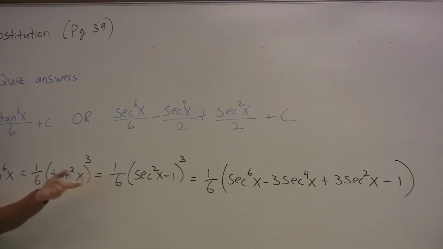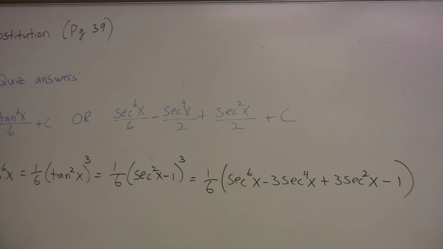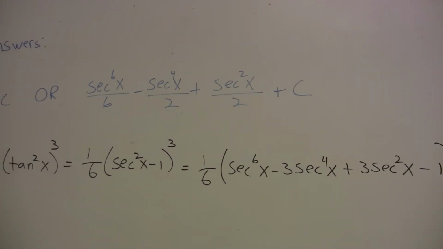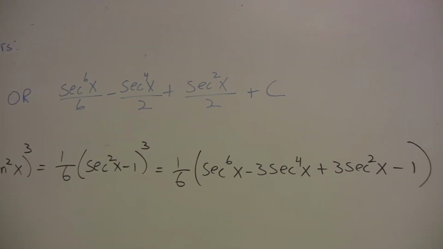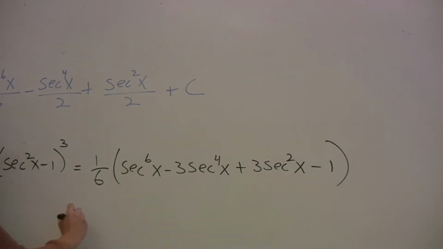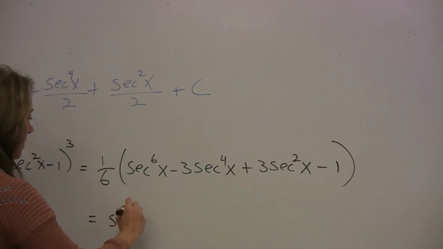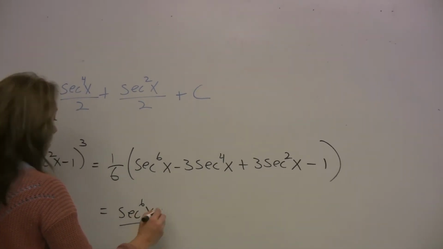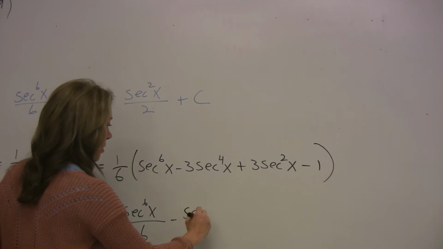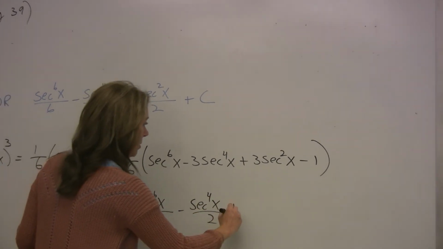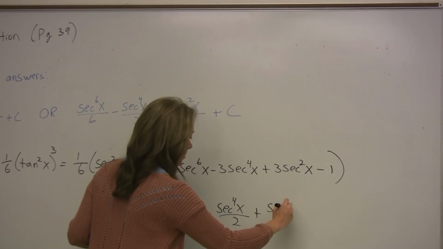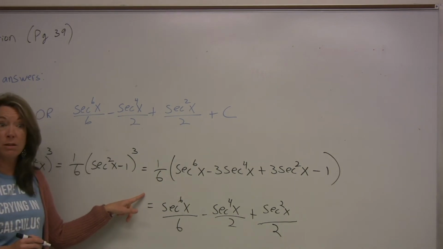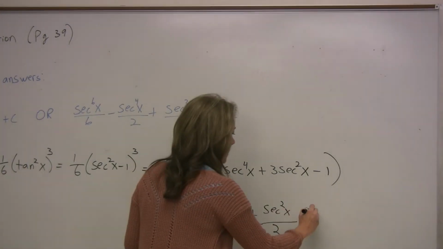So if you have to spend some time, I just used a nice shortcut. If you don't know the shortcut, you want to come see me. Because I can't multiply that in my head, but I know the shortcut in my head. And now I'm going to distribute through my 1/6. So that's secant to the 6th x over 6. Oh, I forgot. I'm still working on it. We're good. Minus secant to the 4th x over 2 plus secant squared x over 2. You guys see that because the 3 and the 6's are reducing? Yeah. Minus 1/6.